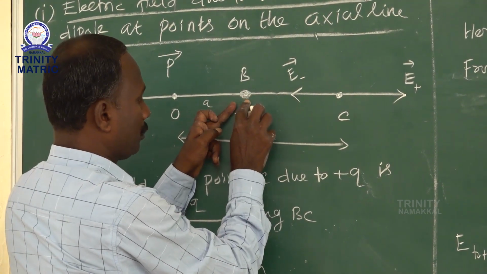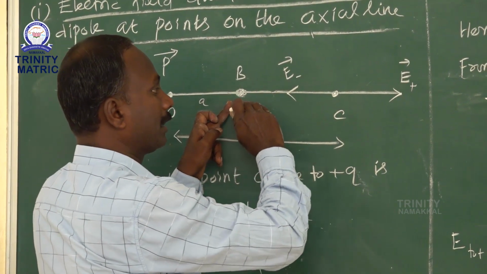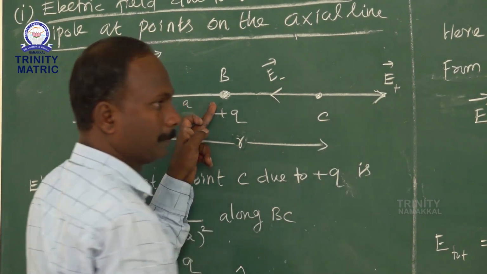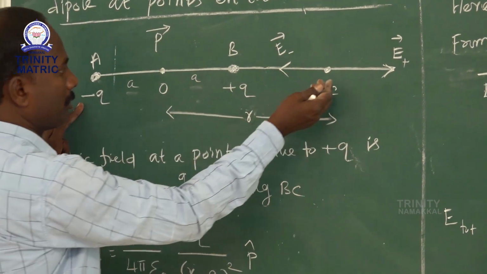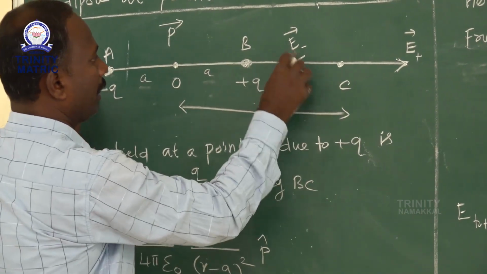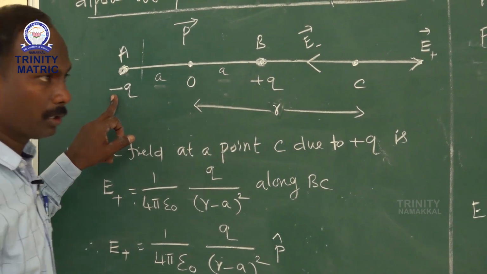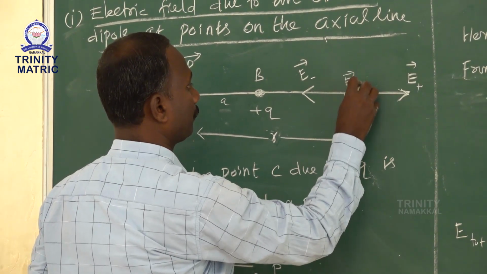The positive charge always has the electric field directed outward, that's why the electric field direction is E plus. The electric field due to the minus Q is always directed towards it, so E minus is towards the direction of minus Q. Now we want to calculate the total electric field at the point C.